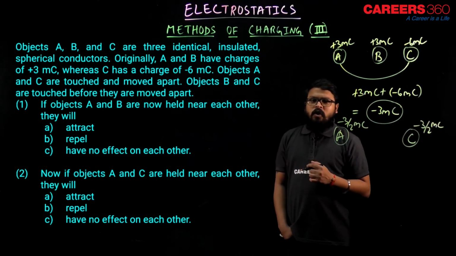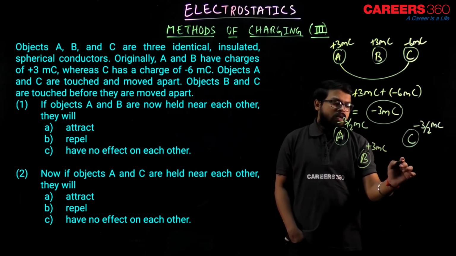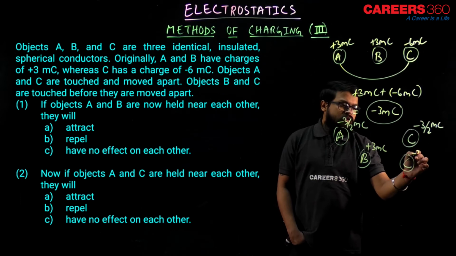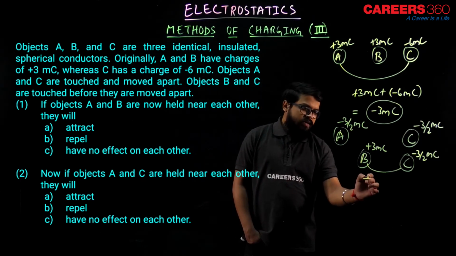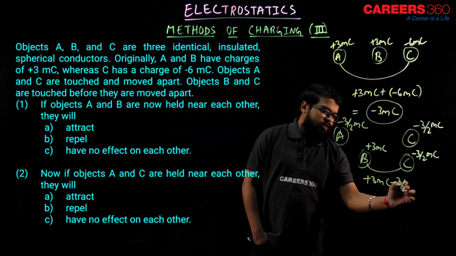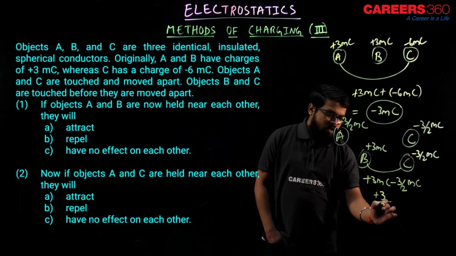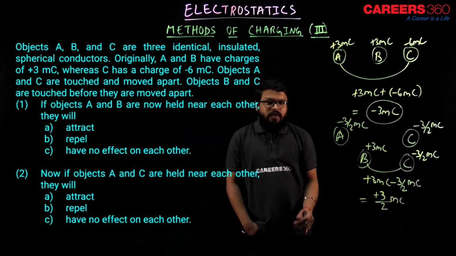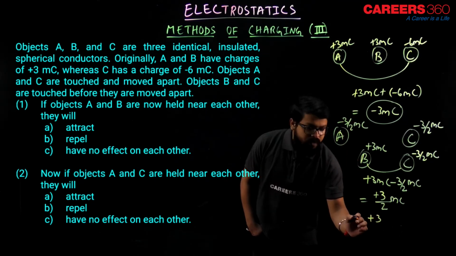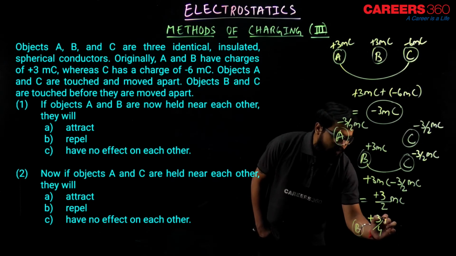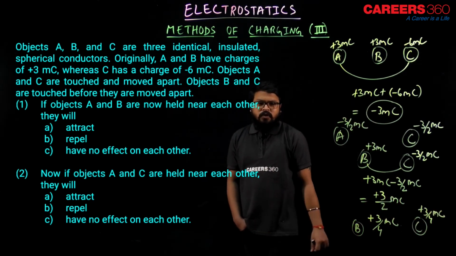Now again objects B and C are touched before they are moved apart. B has plus 3 millicoulomb and C has minus 3 by 2 millicoulomb. They are touched, so what happens? Plus 3 millicoulomb minus 3 by 2 millicoulomb. What is it? 6 minus 3 by 2, plus 3 by 2 millicoulomb. This is the total charge. When they are separated again, this charge must be divided into 2 parts, that is plus 3 by 4. So B will now have plus 3 by 4 millicoulomb and C will have plus 3 by 4 millicoulomb, isn't it? So I hope you got that.